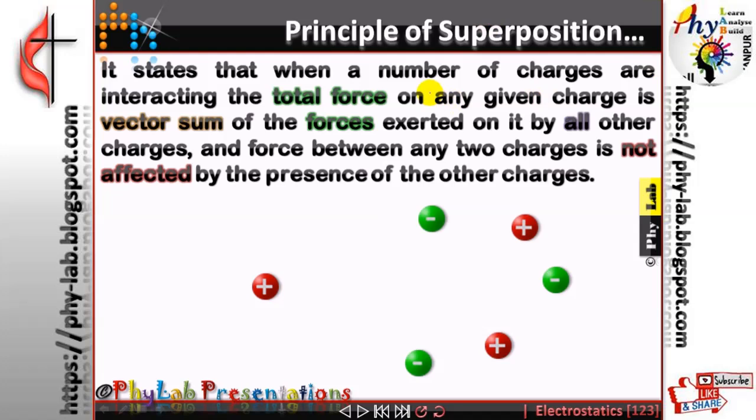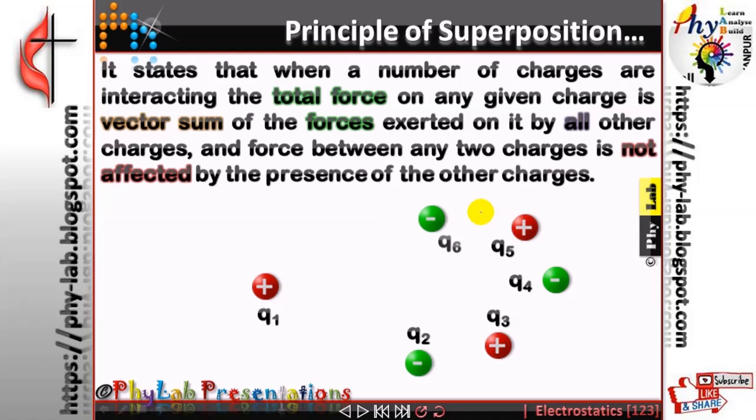It talks about when there are a number of charges interacting with each other, then the total force on any one particular charge is the vector sum of all the individual forces that particular charge experiences due to the other charges. And we are going to follow the vector law of addition, because force being a vector quantity, I am going to follow the law of vector addition. And these forces do not get affected by the presence of other charges. So let's begin. You can see there are certain charges over here. This is the charge Q1, followed by charges Q2, Q3, Q4, and so on.